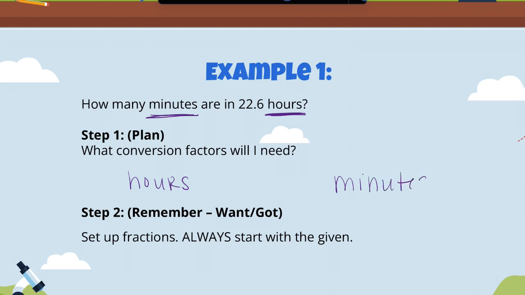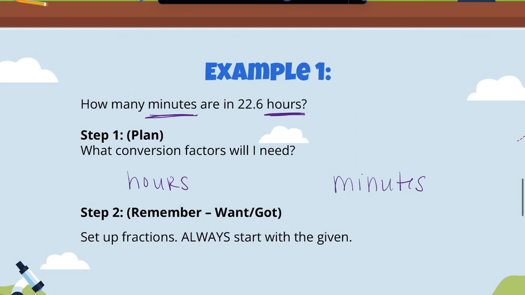After I figure out what I have and where I'm trying to go, I can think, do I know a conversion factor that helps me get there? So do I know a conversion from hours to minutes? Yes, I do. And that conversion factor is that 1 hour is 60 minutes. Okay, so let's go ahead and actually set this up.